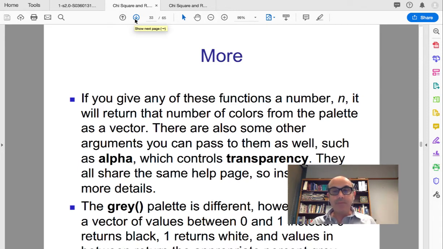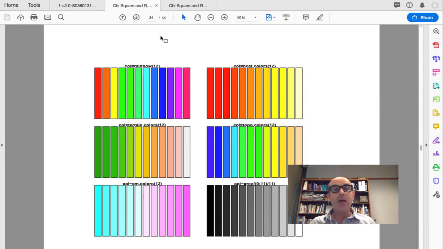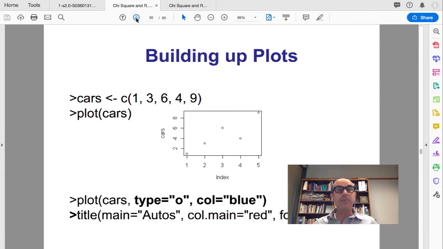We also look at any of those functions and a number n, which will return the number of colors from a palette as a vector. So in this case, we're going to pass them as well, such as alpha, which controls transparency. And the idea here is if we use, for example, the gray palette, it is different when the palette has to take the vector value of 0 or 1 in order for you to apply that. So this is the scale of the palette with that regard.